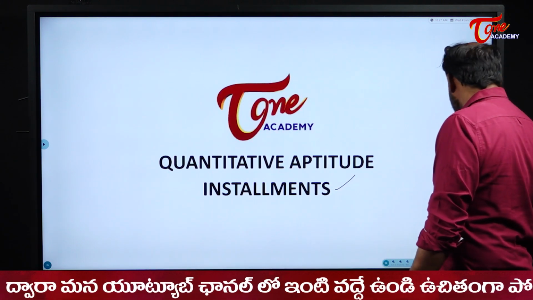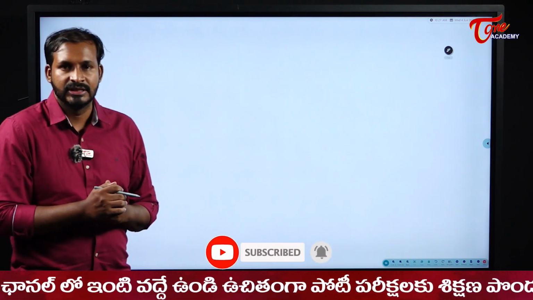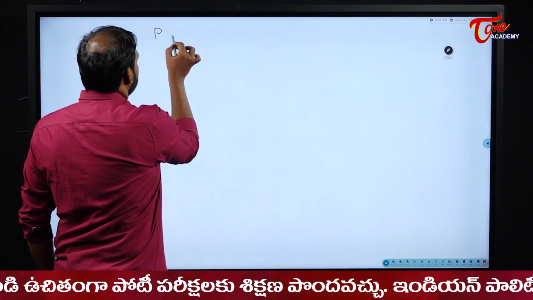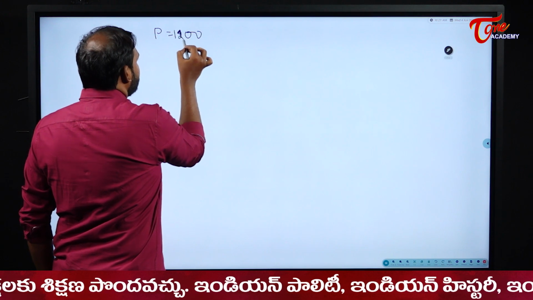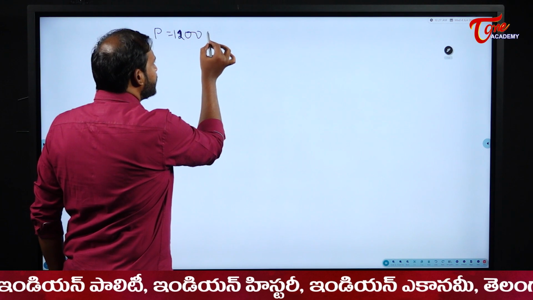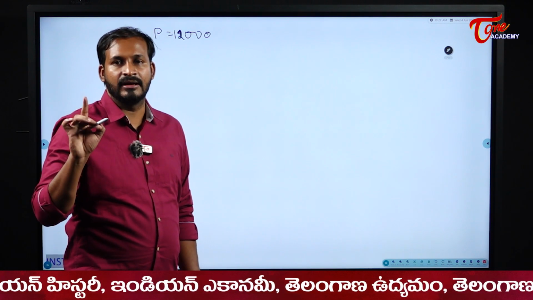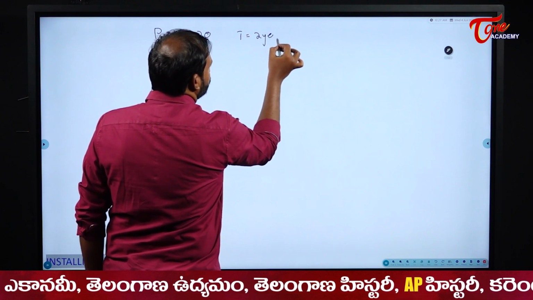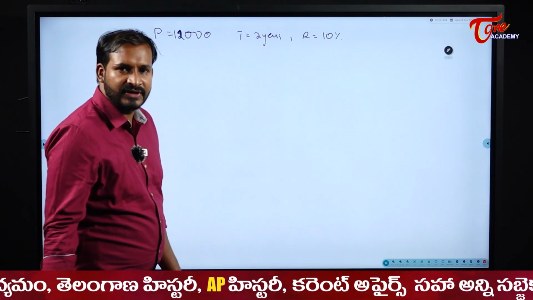Now, what actually happens in an installment? We should know the concept behind this installment, students. Then only we can understand the problems. For example, if you borrowed some principal, say 1000 rupees, or take it as 1200, or else let us make it 12,000 rupees. If you pay it after 2 years, time period 2 years, at a rate of interest of 10%.